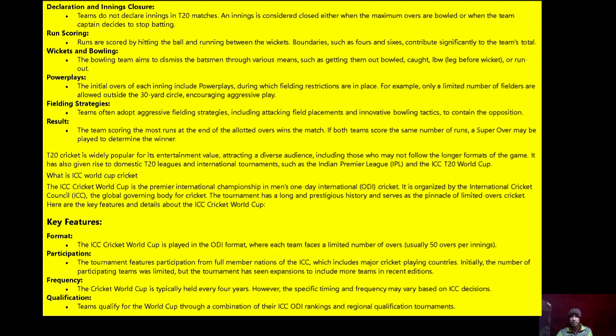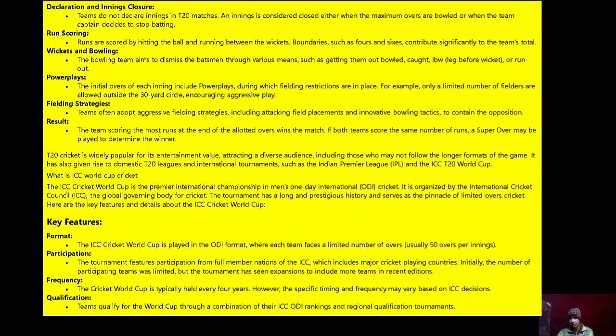So the next question is, what is IPL cricket and how is it played? The Indian Premier League, that is IPL, is a professional T20 cricket league in India that has gained immense popularity since its inception, starting in 2008. The IPL is known for its high energy, entertaining cricket featuring top international and domestic players. Here is a summary of the IPL and how it is played.